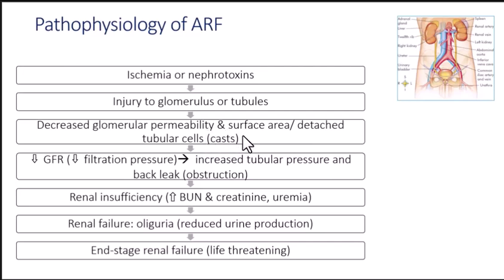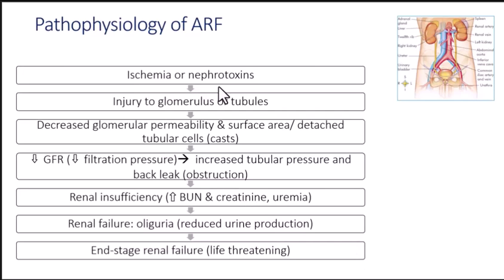Urinary casts are just these tiny tube-shaped particles that can be found in the urine when it's examined under a microscope. Casts can be made up of a variety of different things. Could be white blood cells, could be red blood cells, but in this case, the casts are made up of tubular cells that have detached. So when you see those in the urine, that's clearly an indication that there's damage to the tubules.